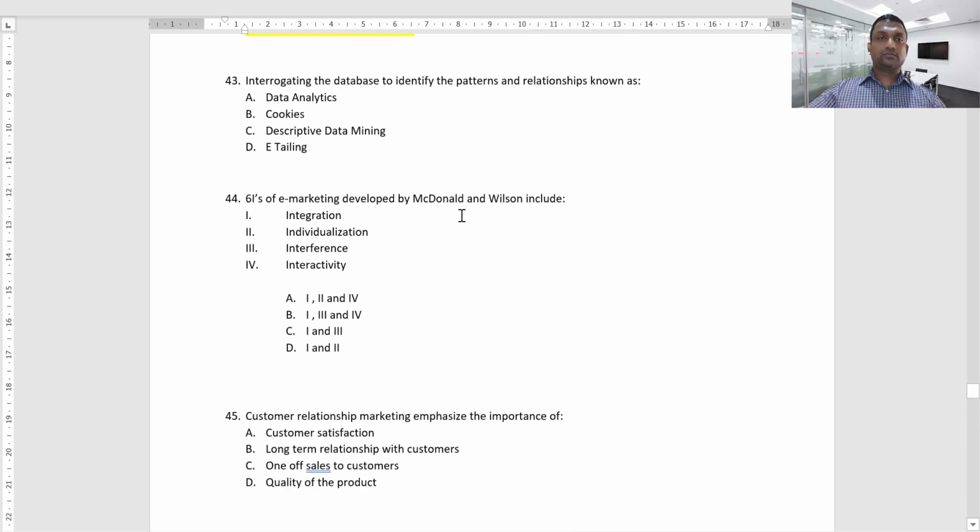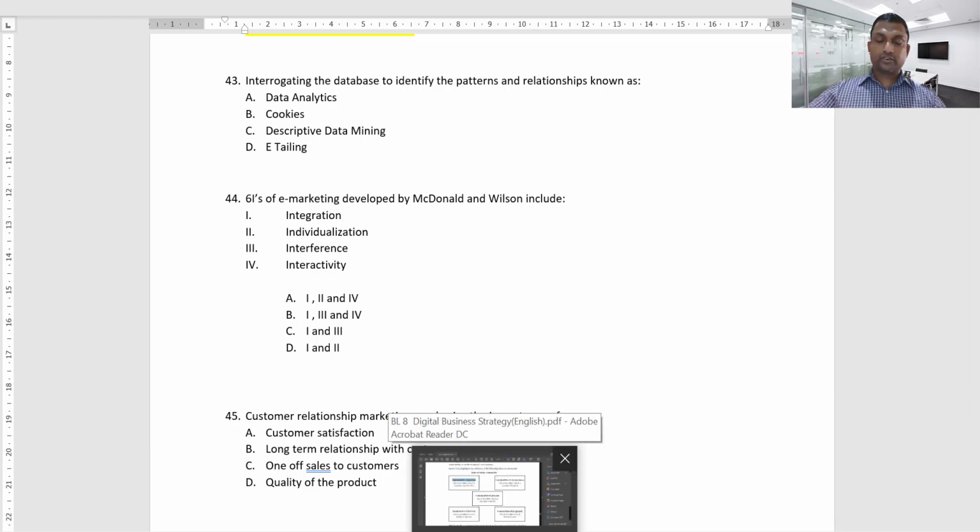Now let's look at question 43. Interrogating the database to identify the patterns and relationships is known as. So interrogating means, now we use this word normally in investigations and questioning people. In the same manner, questioning the database, checking from the database, querying the database to identify different patterns and relationships. So this is based on that. So let's look at what it explains in the textbook. Question number 43.